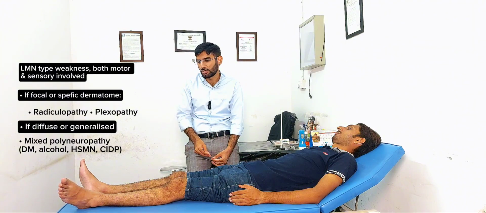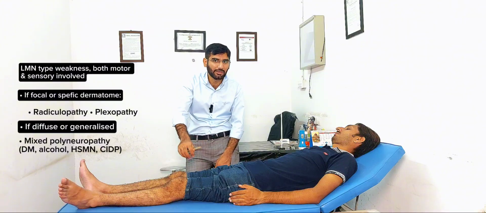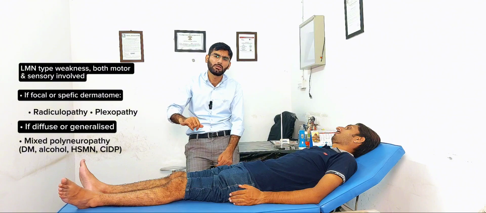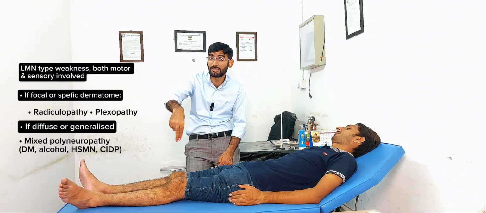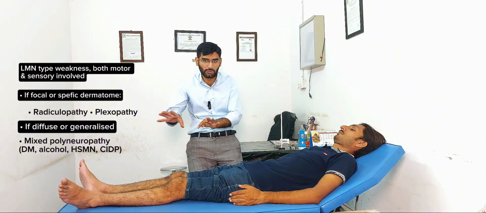But again, if it was in a specific dermatomal pattern like S1 or L5, not generalized, then it would either fit with plexopathy or radiculopathy, or even maybe mononeuropathy. But in that case, both sides would not have been involved. Now we have answered both our questions.